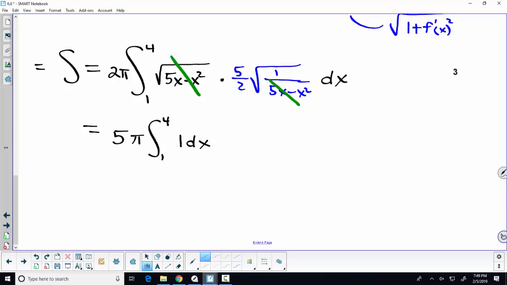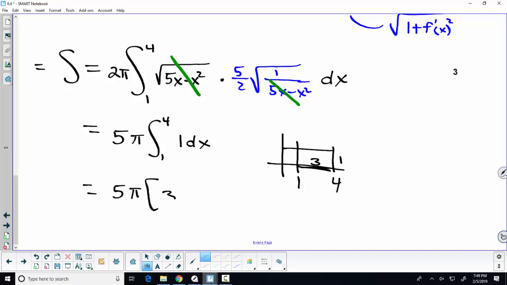And so when we integrate that constant, maybe you can think about it in your head, we're integrating 1 from 1 to 4. So that's just a rectangle of length 3, height 1. So that comes out to be 3 times 5 pi, which gives us 15 pi. Questions on that?